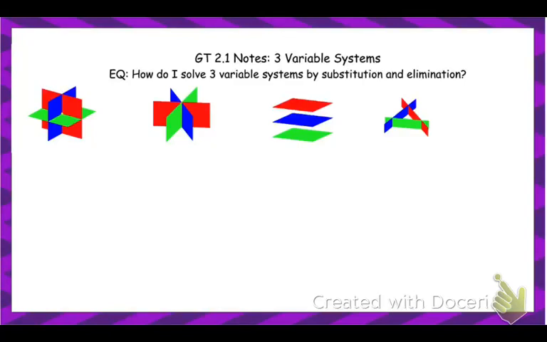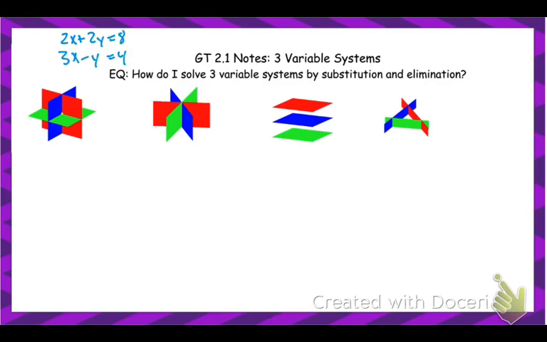Guys, so today we're going to look at some three variable systems. So this is going to be a little bit different than what we did back in Algebra 1, but still going to use some of the same kind of building blocks. So earlier back in Algebra 1 you had systems that looked something like this.